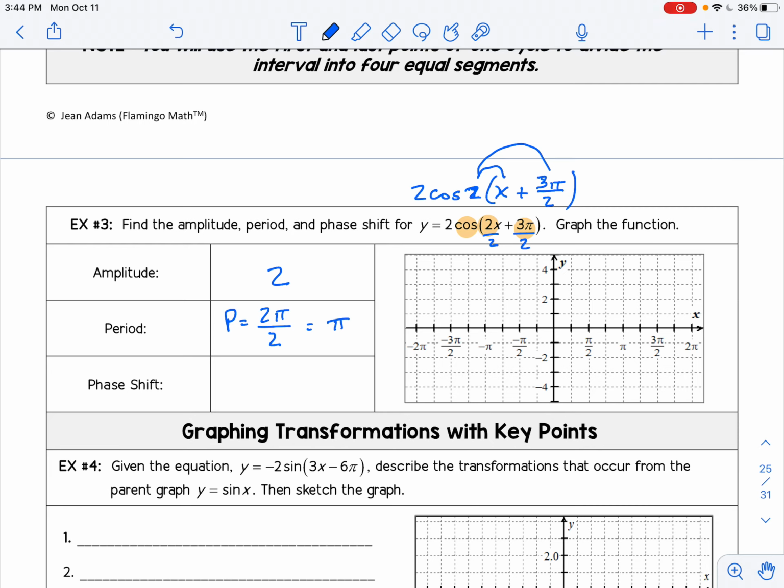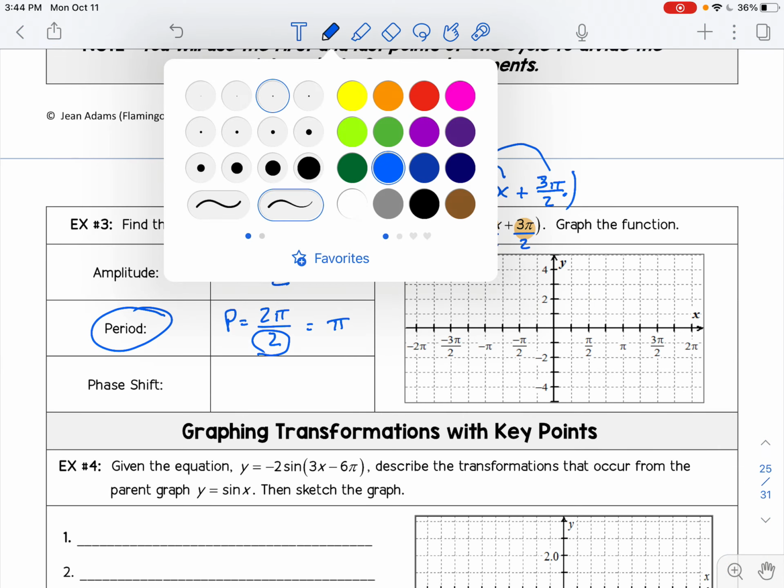Why is that important? It doesn't have anything to do with the period. It's still 2. It does affect the phase shift, though. Do you see that you have to pull it out to have that be right? Okay, so that's a good high school trig topic.